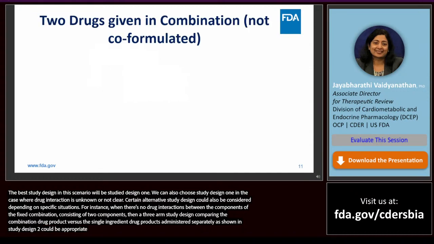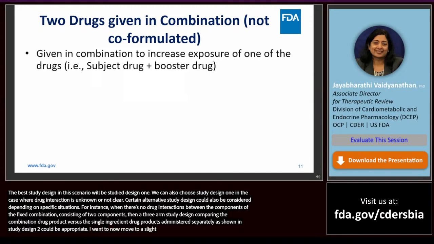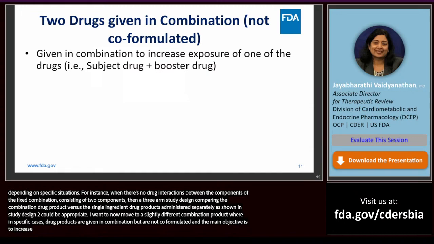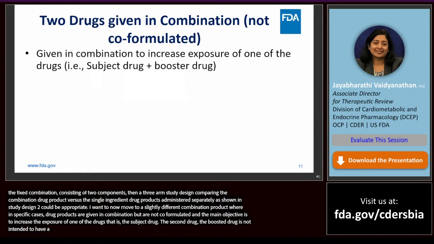I want to now move to a slightly different combination product where, in specific cases, drug products are given in combination but are not co-formulated. The main objective is to increase the exposure of one of the drugs, that is, the subject drug. The second drug, the booster drug, is not intended to have a direct therapeutic effect and is given only to increase the systemic exposure of the subject drug.